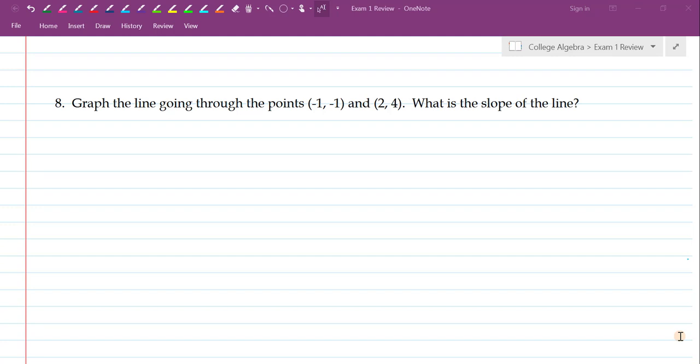Good evening, I'm Mrs. Bolin, and I am helping you prepare for your upcoming exam. And I'm on problem 8 of the review. It says graph the line going through the points (-1, -1) and (2, 4). What is the slope of the line?